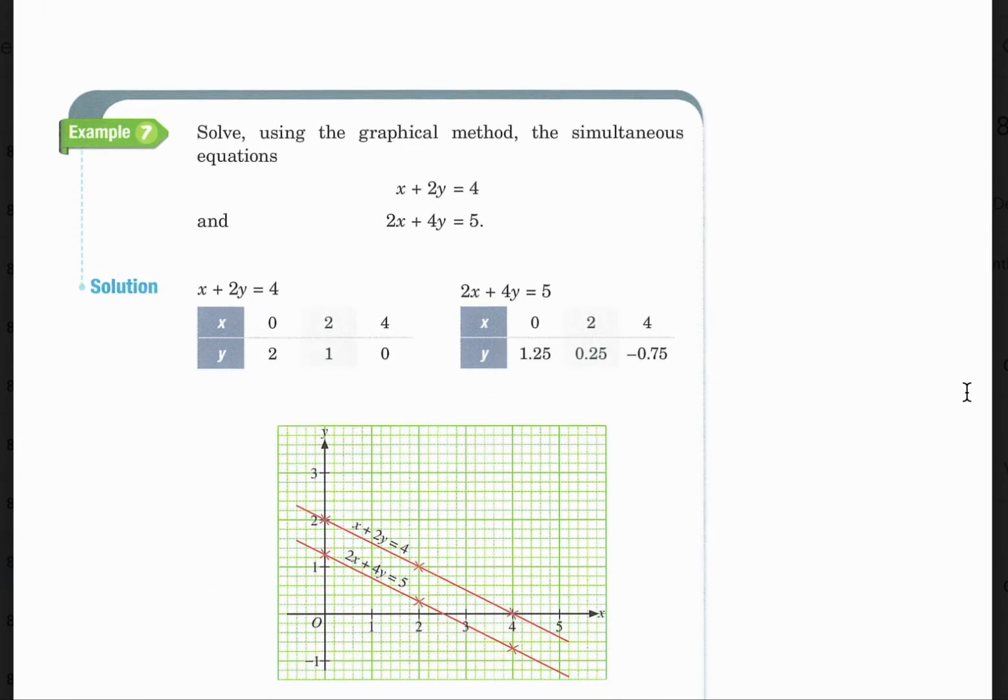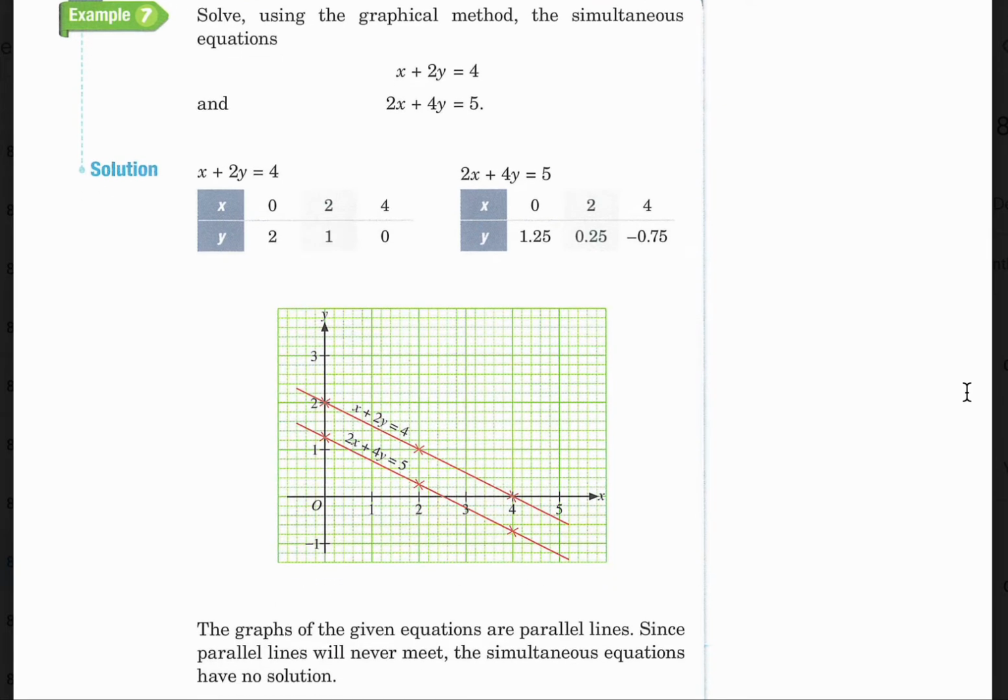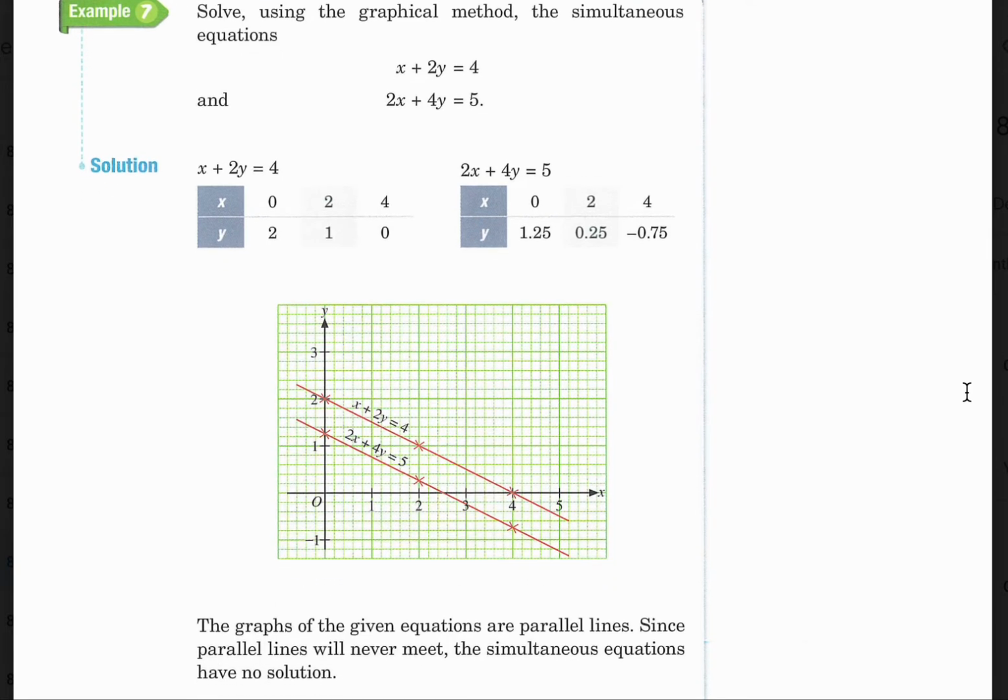All right, you should have gotten a graph that looks like this. If you were thrown off, that's okay. They're supposed to look like that. And you didn't have to choose the same points. As long as you ended up connecting your lines and you got 2 parallel lines that never meet. If you do get parallel lines that never meet, that means that you have no solution because they never intersect. So there's no solution. That's the answer here.